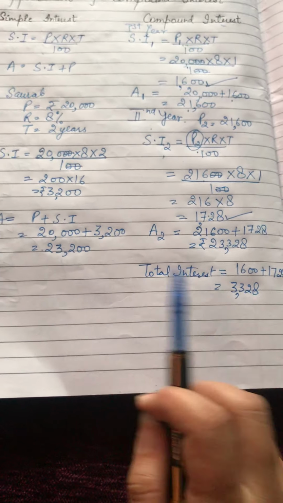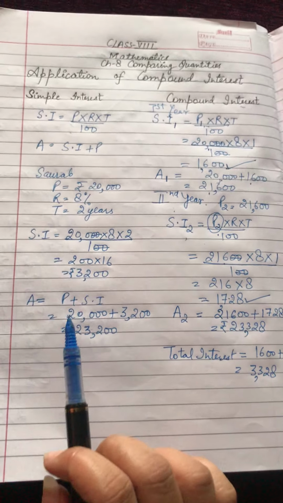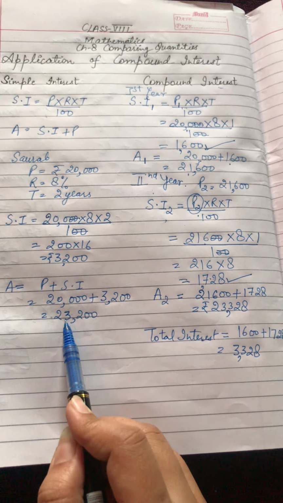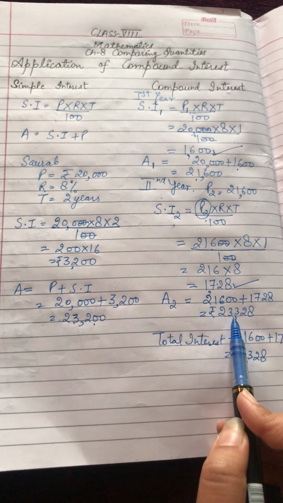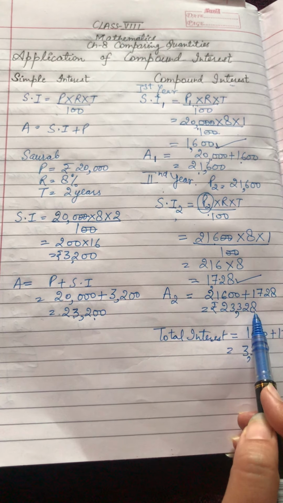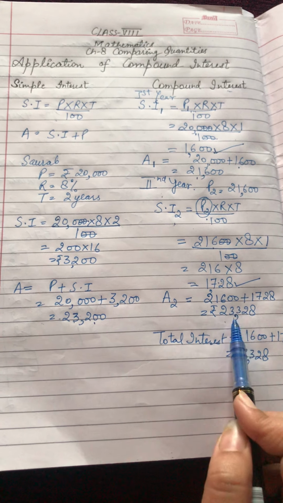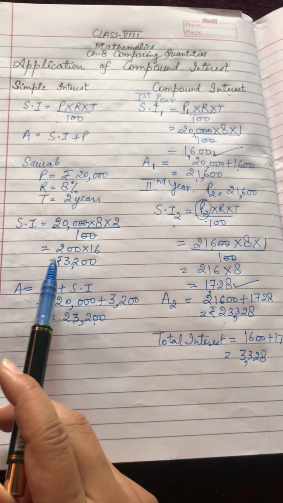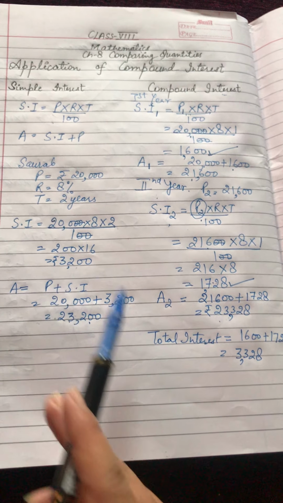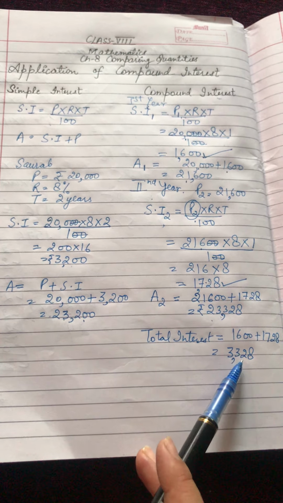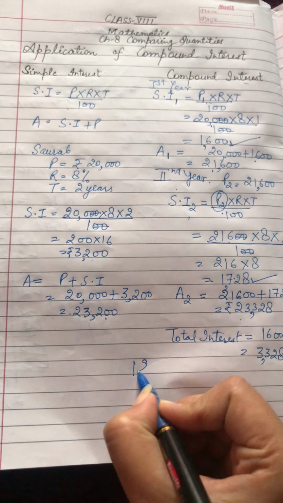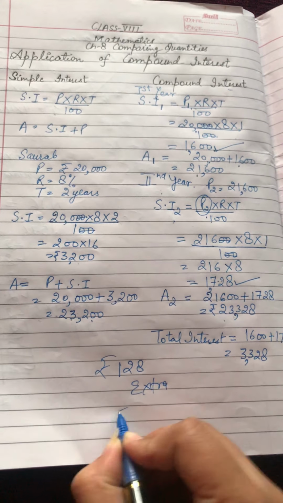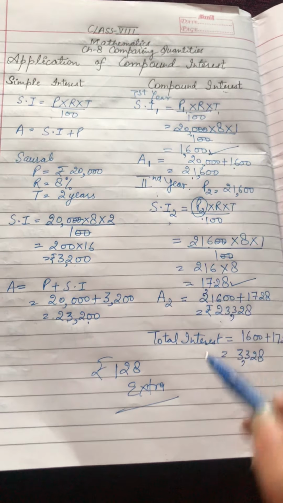Now let's compare both the things, simple interest and compound interest. You can see that the amount at the end with simple interest is 23,200. Here it is 23,328. It is different. He has to pay extra in the case of compound interest. And if you see the interest, here the interest was 3,200. Here the interest is 3,328. He has to give 128 rupees extra if the interest is calculated compoundedly.